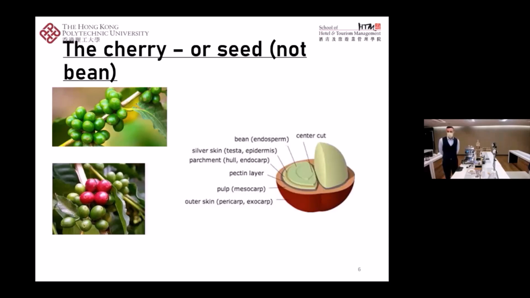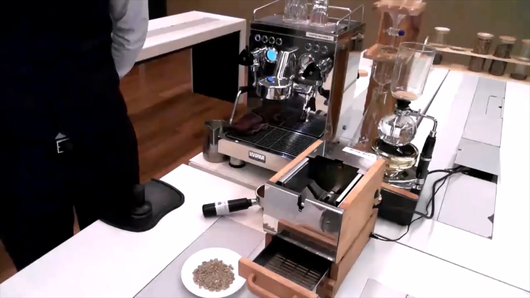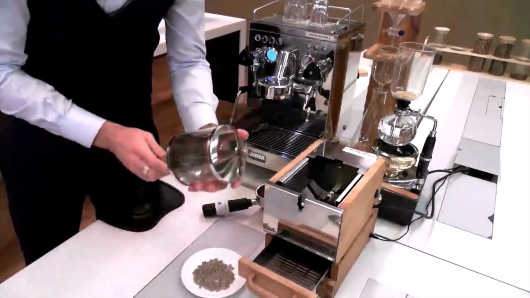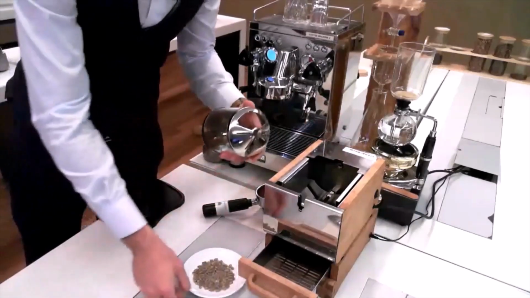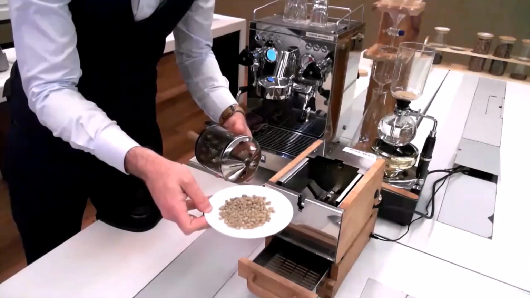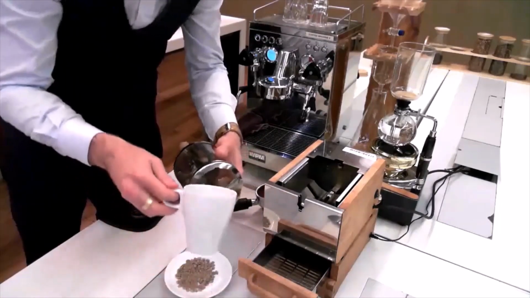The next thing we're going to do is show you how to roast. We've got a small roaster here, and we've got some of our green seeds. We're going to place those inside this small roaster.